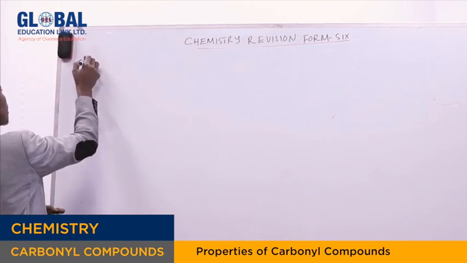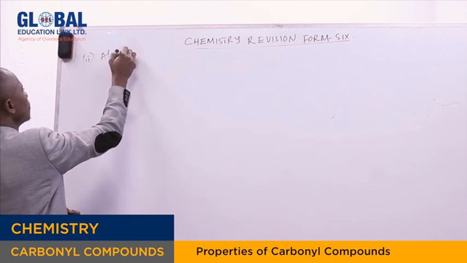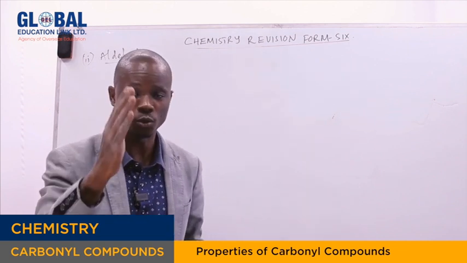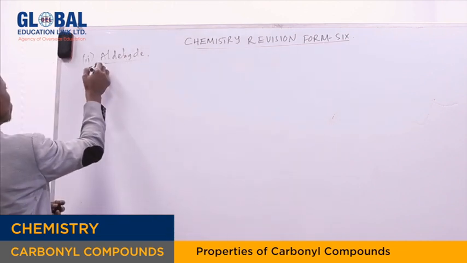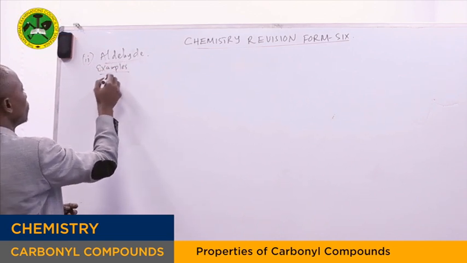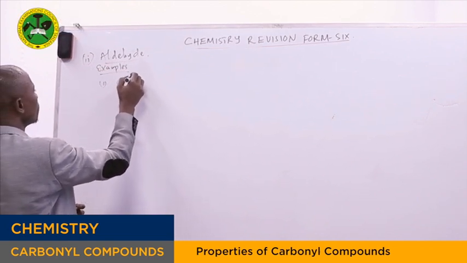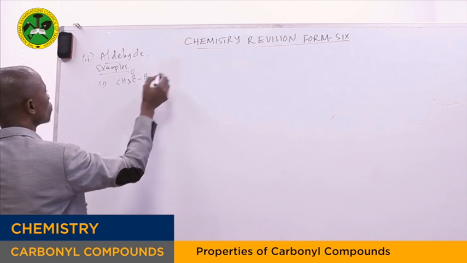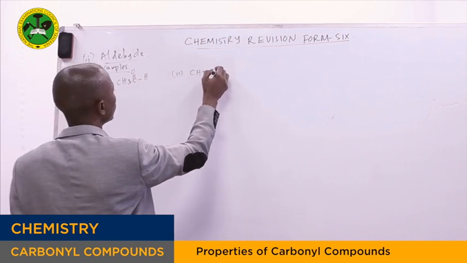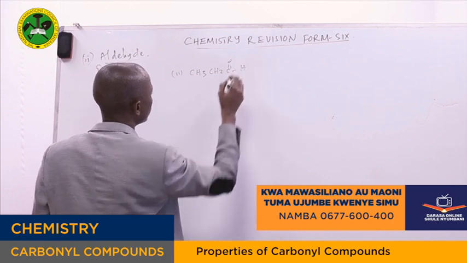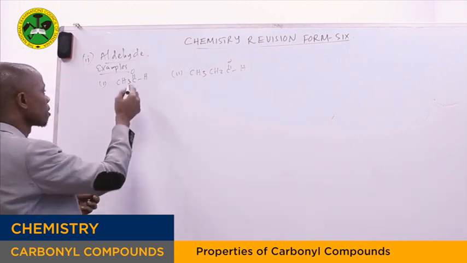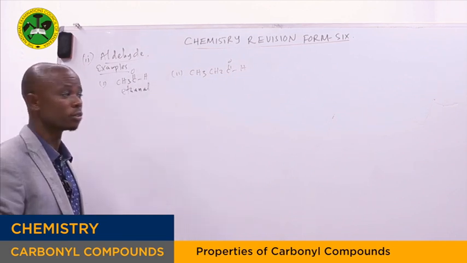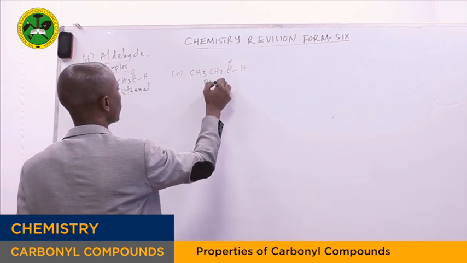Now coming to the second class. The second class is aldehyde. I'm also going to give you some examples so that you can define it. Examples. Number 1, we have this one. This is example 1. Number 2, we have this one. That is example 2. The first example contains 2 carbon atoms, so this is ethanal. The second one contains 3 carbon atoms, so this is propanal.